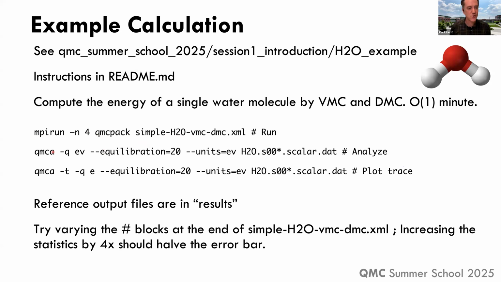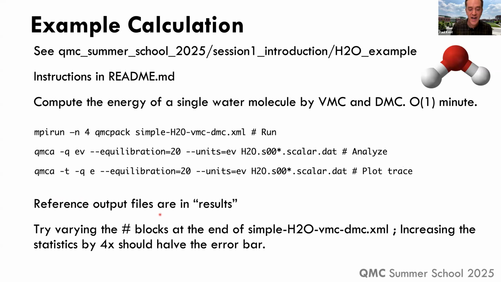So we have an analysis tool called QMCA. And QMCA knows how to analyze the output files from the calculation. And these are text files. You can have a look at them, and they end in scalar.dat. And so what I've done here is said, yes, analyze the energy in variance, disregard the first 20 blocks of equilibration, which is very generous. And I would like units to be in electron volts. Otherwise, we'll get atomic units energies. And that's something you can also do is ask to plot a trace of the energies and get a graphical plot. There are some reference output files in the results you can have a look at if you don't want to run the code directly.